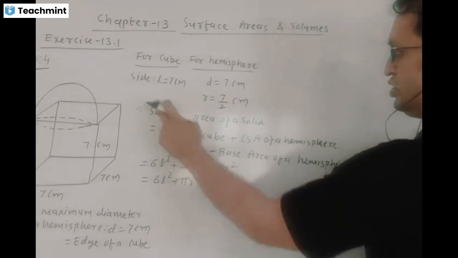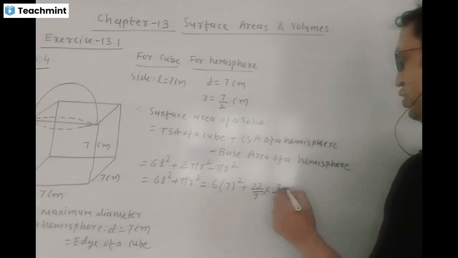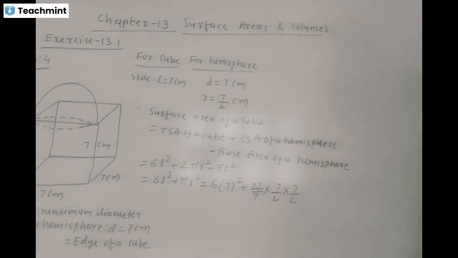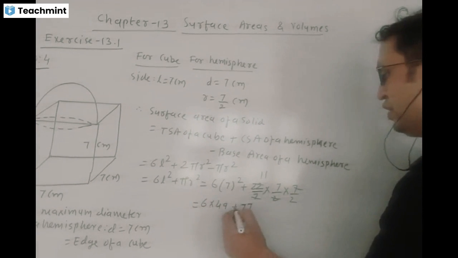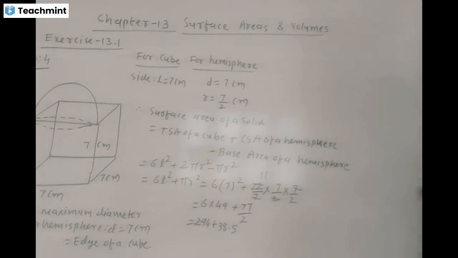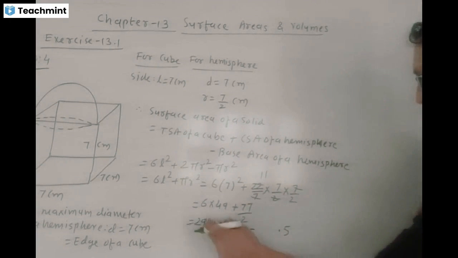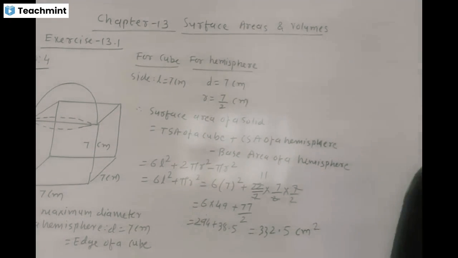6 into edge, that is 7 squared, plus 22 by 7, r is 7 by 2, multiplied by 7 by 2. 7 cancels, 2 11s are 22. 7 squared is 49, so 6 multiplied by 49 plus 77 by 2, that is 294 plus 38.5, which is equal to 332.5 centimeter square. That is the surface area of the solid.